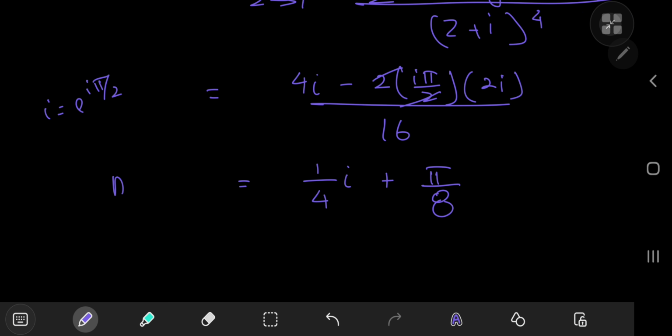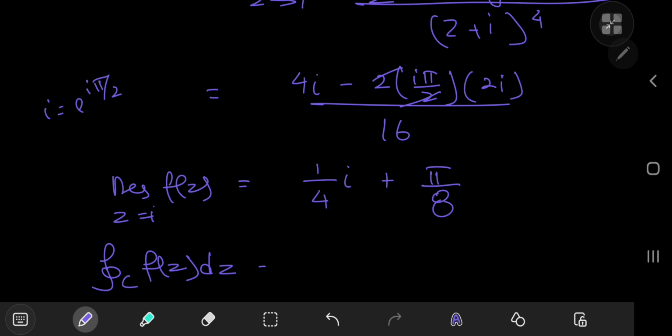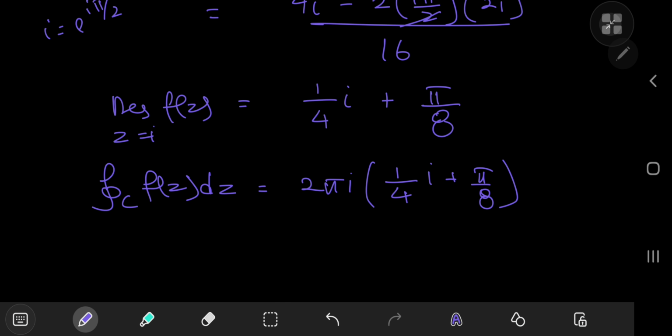So this here is the residue of the function f of z at z equal to i, and by Cauchy's residue theorem, the integral over the closed contour C of f of z equals 2 pi i times the sum of residues, and there is only one residue here to evaluate, so you have 1 by 4 times i plus pi by 8, and just some multiplication, and you have to cancel out the 2's.